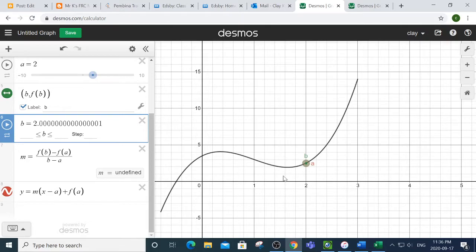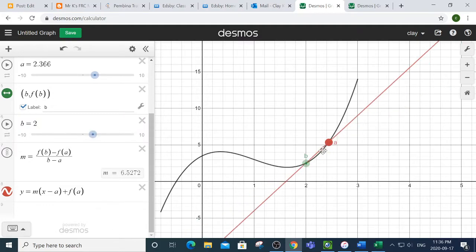In other words, A and B are so close together that the computer thinks that they're the same spot, which means that B minus A is 0. If I had, in fact, just entered 2, same thing would have happened. It would have said, well, 2 minus 2 is 0, and I can't divide by 0, so it's undefined.